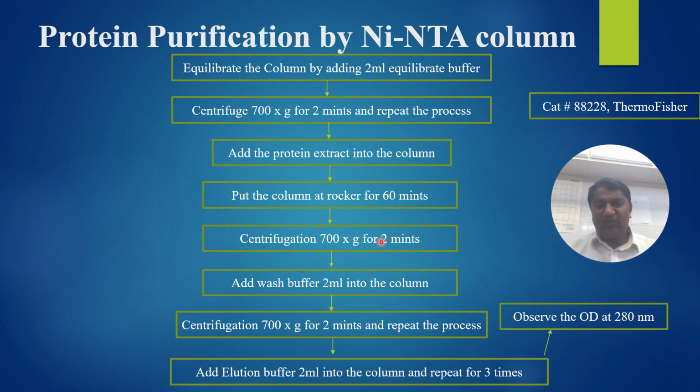Centrifuge at 700 G for 2 minutes. Add 2 ml wash buffer into the column. Centrifuge at 700 G for 2 minutes and repeat the process. Then add 2 ml elution buffer into the column and repeat 3 times. After that, you should observe the quantity of the protein with the help of a spectrophotometer at 280 nanometers.